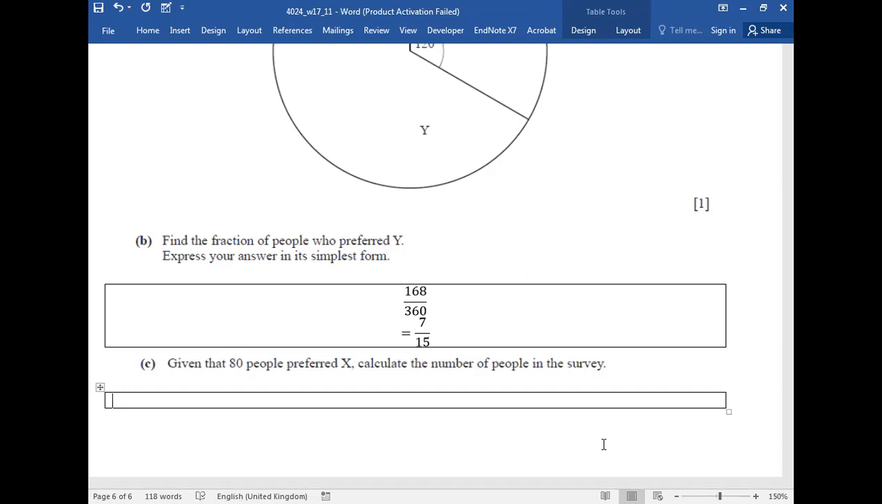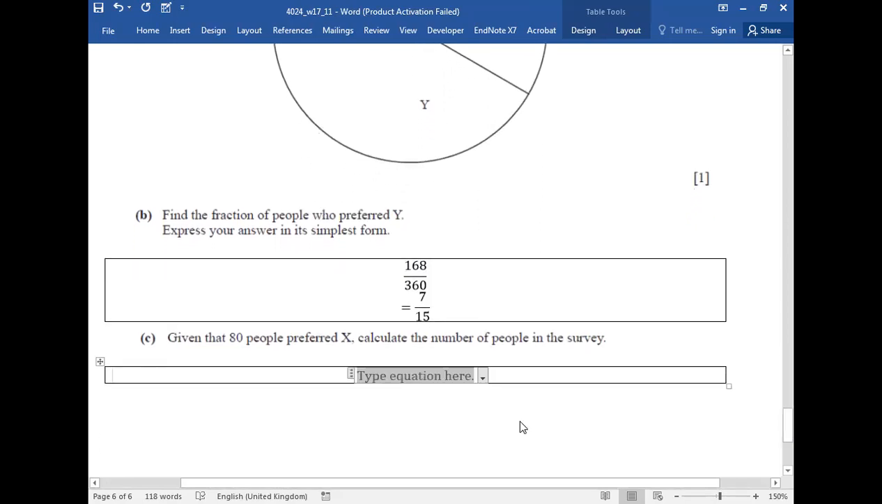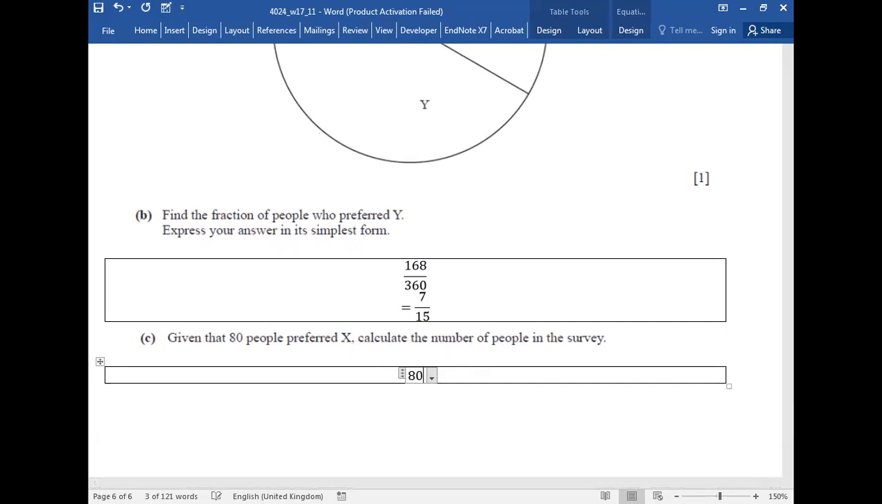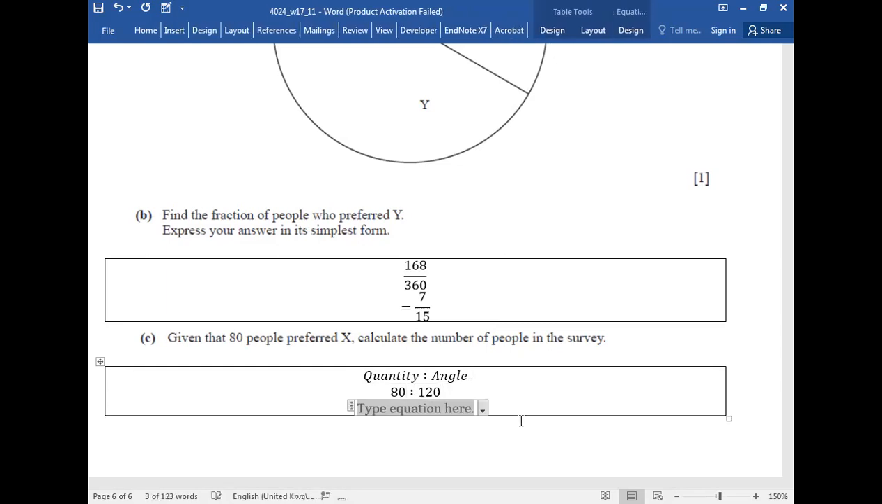Done? The angle for X is 120. So I can say that 80 people are being represented by 120 degrees. What am I doing? The ratio we have in a pie chart is the ratio of quantity and angle. So 80 people are being represented by 120 degrees. So the total number of people, which I do not know, will be represented by 360 degrees.